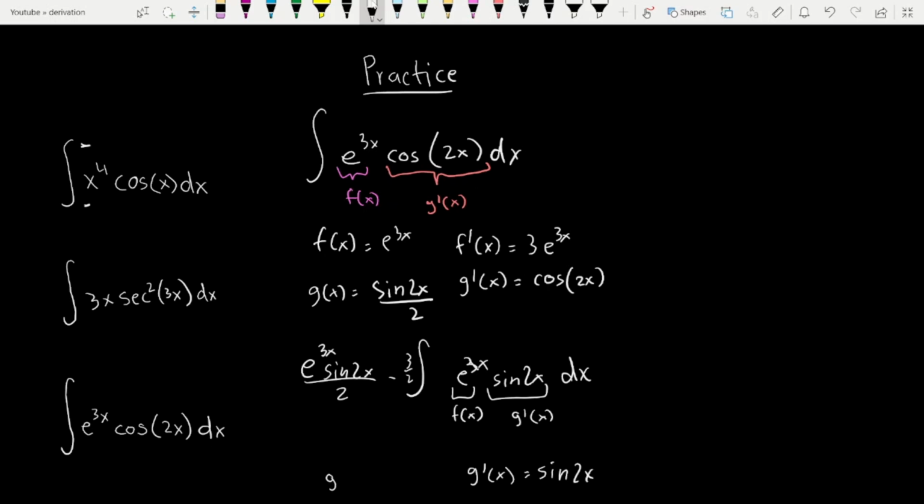And so when I integrate that, I get negative cosine. Hold on, sine 2x dx. So this is going to be negative cosine 2x over 2, and my f prime of x would be the derivative of e to the power 3x. I know what that is. That's just going to be 3e to the 3x, and my f of x was e to the 3x.